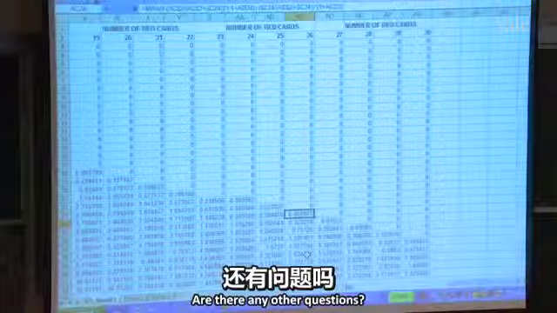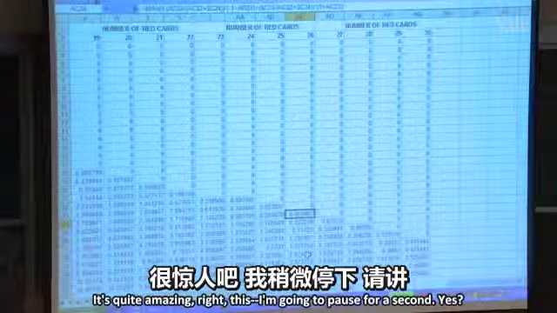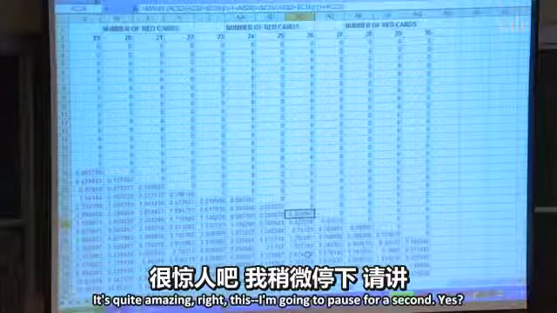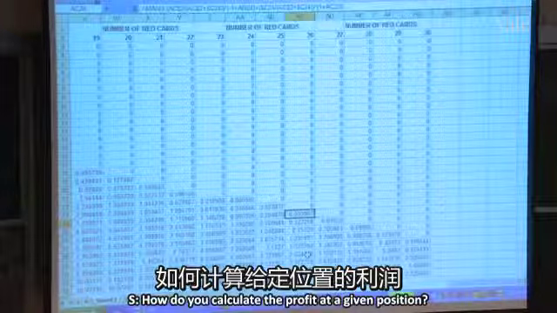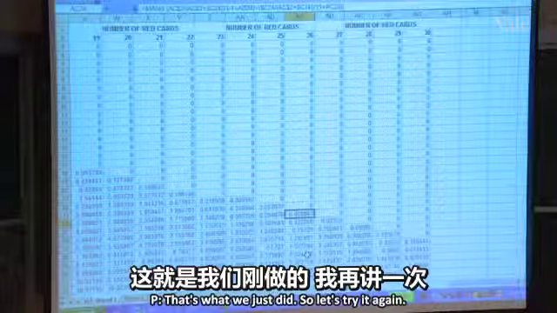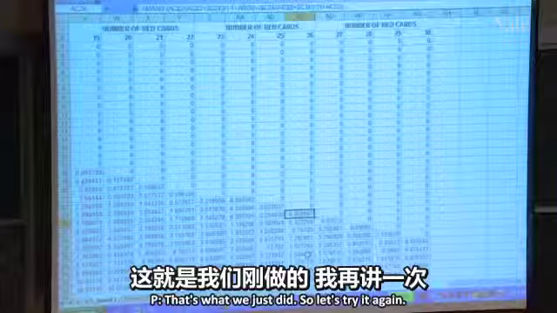Are there any other questions? It's quite amazing, right? This. I'm going to pause for a second. Yes? How do you calculate the profit at a given position? Okay, that's what we just did. So let's try it again.